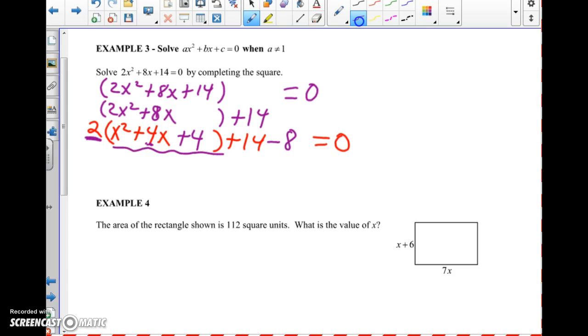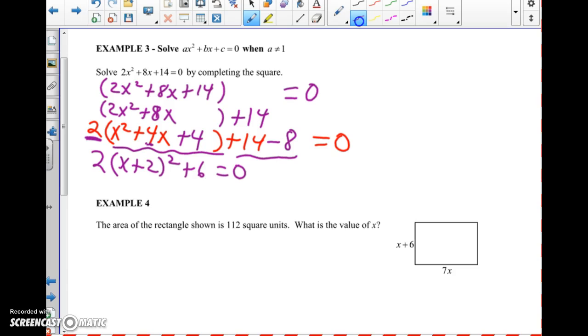Factor the hood. It's plus 2 squared, right? Okay, add the outsiders. Plus 6 equals 0. Okay? Okay, now we got to solve, right? So what would you do first to solve?